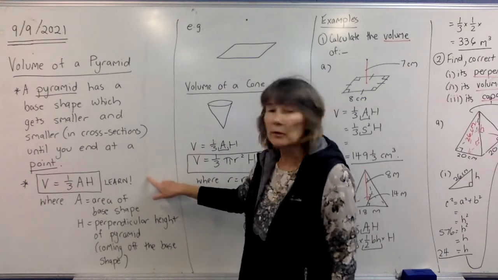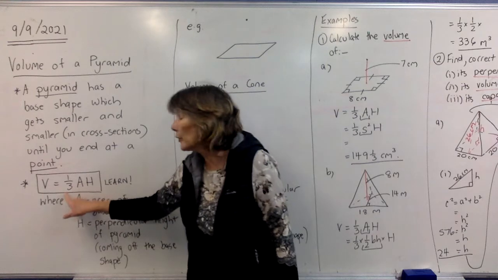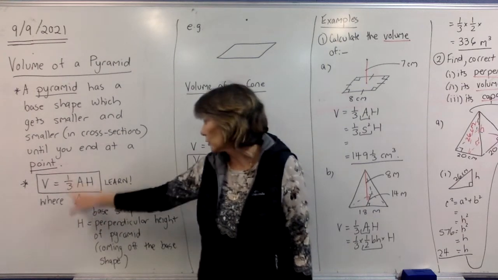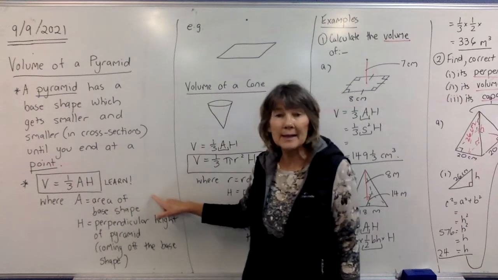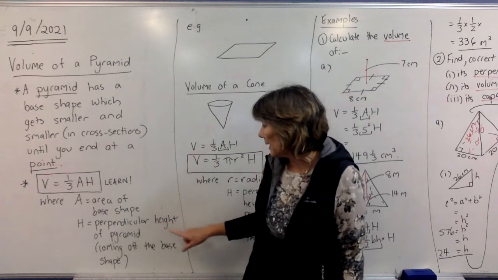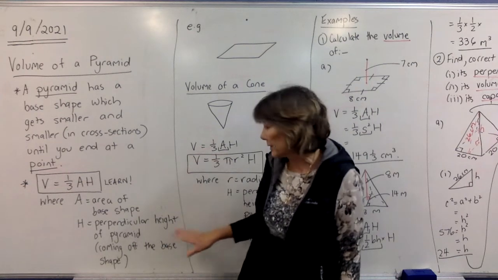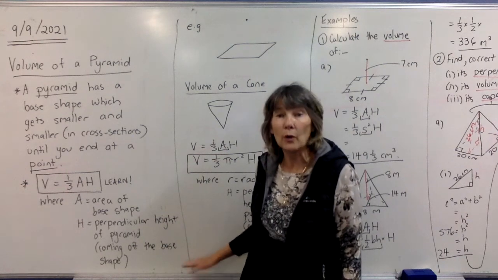So the volume of a pyramid formula is 1/3 of what we had for the volume of a prism, which is AH. So it's 1/3 AH. The A still stands for the area of the base shape. The H still stands for the perpendicular height of the pyramid this time, which comes away from the base shape.